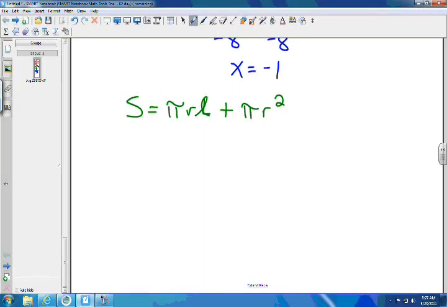Okay? So we've got to move this pi RL. What's happening right here? Multiplication. And we've got to move this plus pi r squared. So which one of those would you move first? The pi r squared. It's just like when you had x plus 3 up there and you moved the 3. So we're going to subtract pi r squared from both sides.